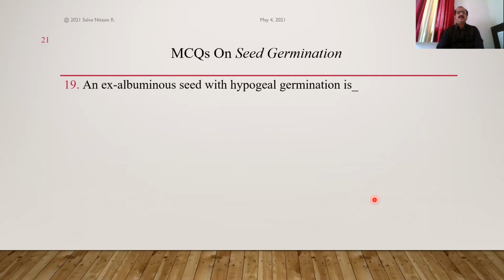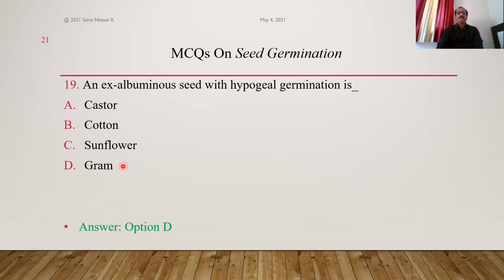An ex-albuminous seed with hypogeal or hypogeous type of seed germination: is it castor, cotton, sunflower, or gram? Here the answer is gram, because castor, cotton and sunflower are albuminous seeds, endospermic seeds. So D is the answer here, which is an ex-albuminous seed as well as showing hypogeal germination.